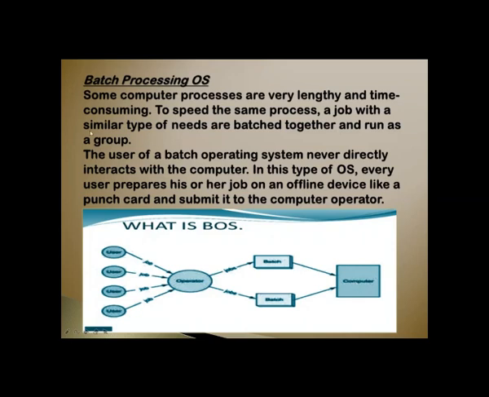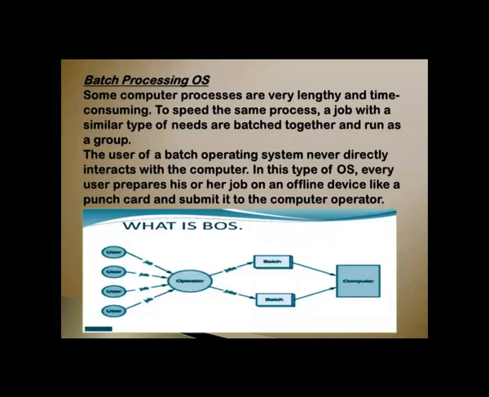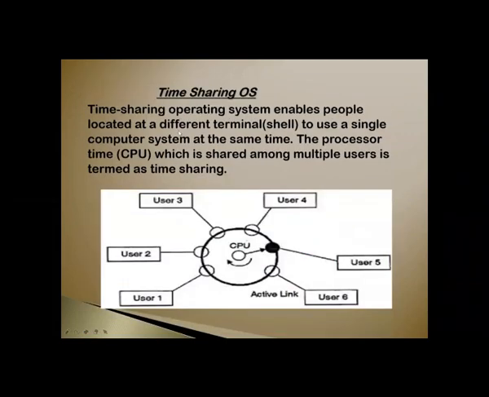And you can see the definition here: jobs with similar types of needs are batched together. Batch means group, right? Group together and run as a group. So this is the diagram of a batch processing operating system, where users give their jobs to the operator and then they are processed. Now next is time sharing.